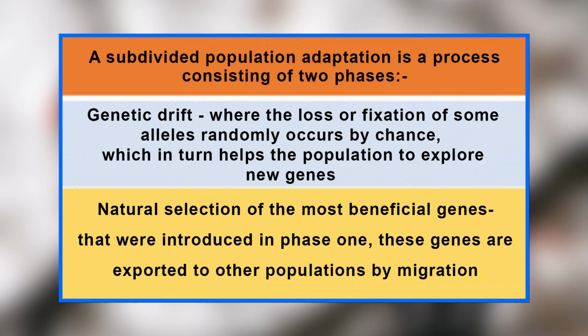Adaptation of a subdivided population is a process consisting of two phases. The first phase is genetic drift, where the loss or fixation of some alleles randomly occurs by chance, which in turn helps the population to explore new genes. The second phase is characterized by natural selection of the most beneficial genes that were introduced in phase 1. These genes are exported to other populations by migration.